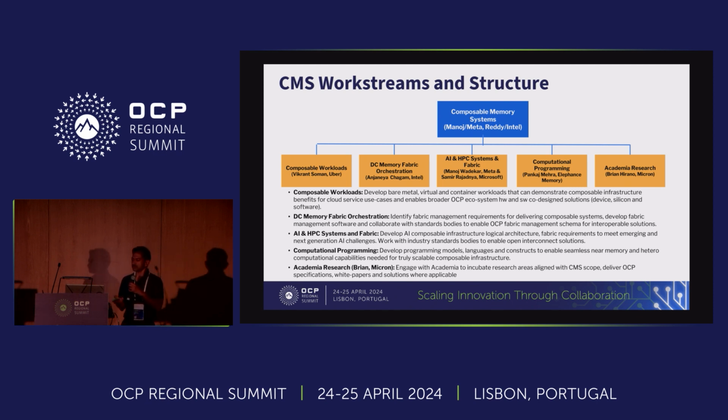These work streams got kicked off probably like maybe 3 months ago, a very early part of this year. So we partitioned the scope into 5 different work streams. So the composable workloads is essentially looking at what are the set of workloads that we really need to focus on to drive composable memory solutions into. And then we have data center memory fabric orchestration. So without having an end-to-end solution, there is not a whole lot you can actually do. So fabric manageability is a very critical component.